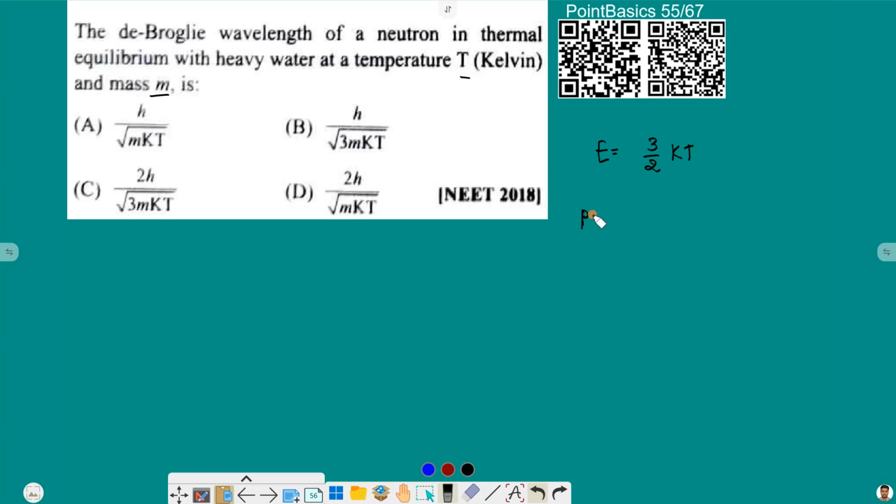Now from this we can calculate momentum. That momentum is under root 2 m times E, so this will give us under root 3 m kT, and from that we can calculate wavelength. That will be h by p, so h by under root 3 mkT. That is option B for us.